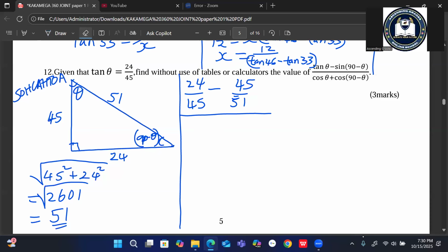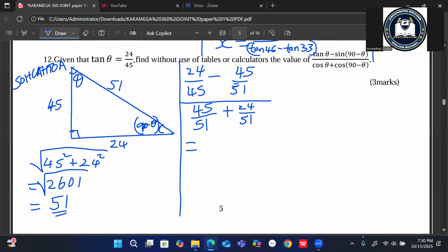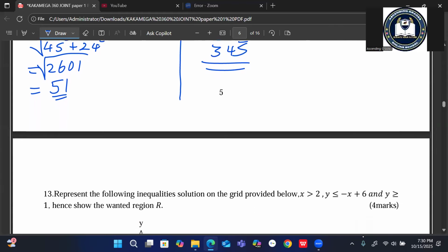So cos theta is adjacent, our adjacent is 45, and our hypotenuse is 51, then plus cos 90 minus theta. Cos 90 minus theta is adjacent, our adjacent is 24, and our hypotenuse is 51. So when you simplify that one, it will give you negative 89 out of 345 as your final answer. So that is number 12. From there we go to number 13.